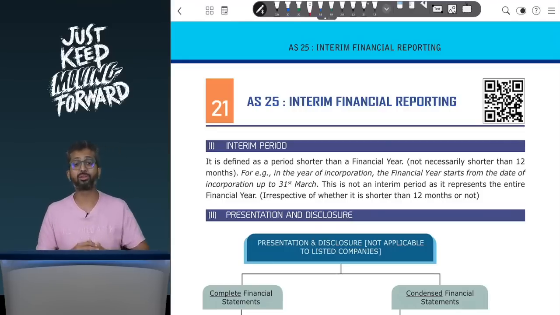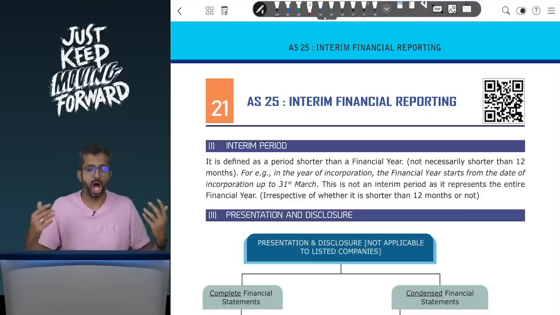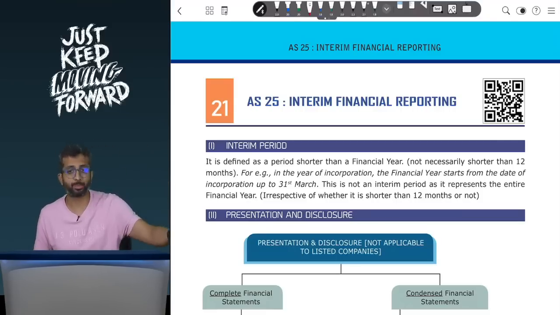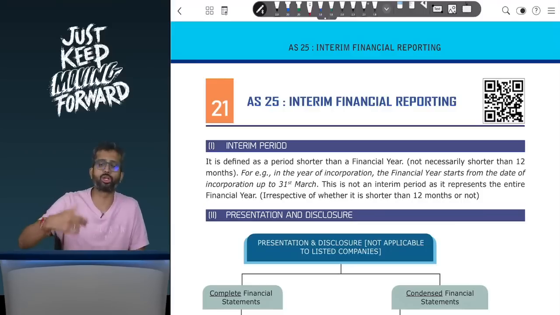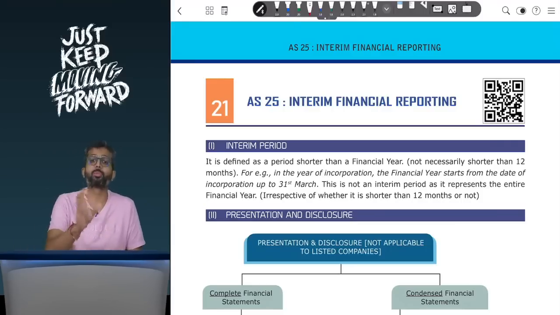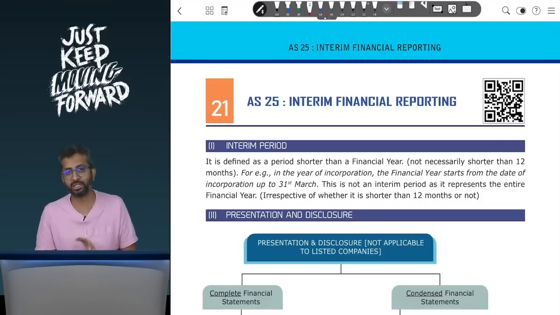But it is not necessary that every time a financial year has to be 12 months. Like in the year of incorporation, you might be incorporated in, let us say, November, then your first financial year is from November to, let us say, March, only 5 months. That 5 months is not an interim period because that is a financial year. However, if your financial year is, for example, a 12-month period within which you are doing quarterly or half yearly reporting, you are reporting for a period shorter than the financial year, which is called an interim period.